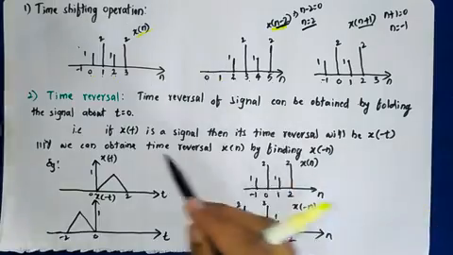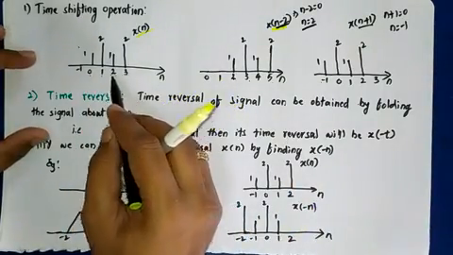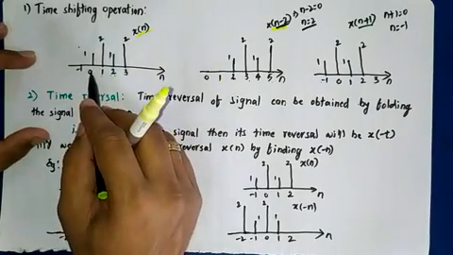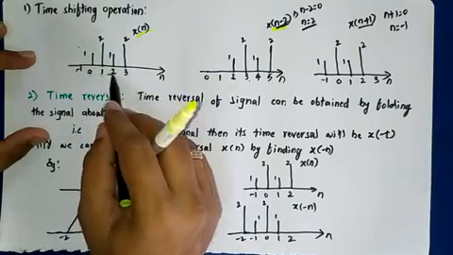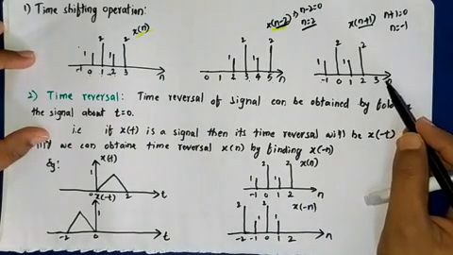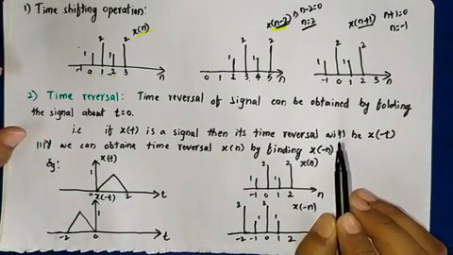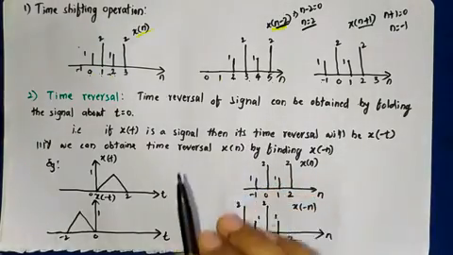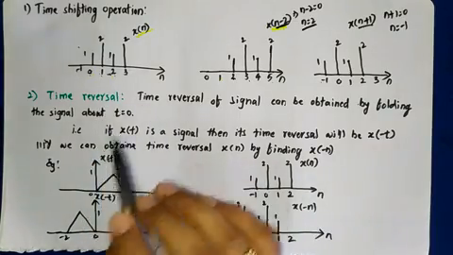Simply, it means that for every value of n in the original signal, I am subtracting 1. Whatever is at 0 will shift to minus 1, 1 to 0, 2 to 1, 3 to 2, like that the shifting will be done here. So this is about the time shifting operations. I have only taken a simple example here to make you understand how this time shifting operation is performed on the given x of t or x of n signal.